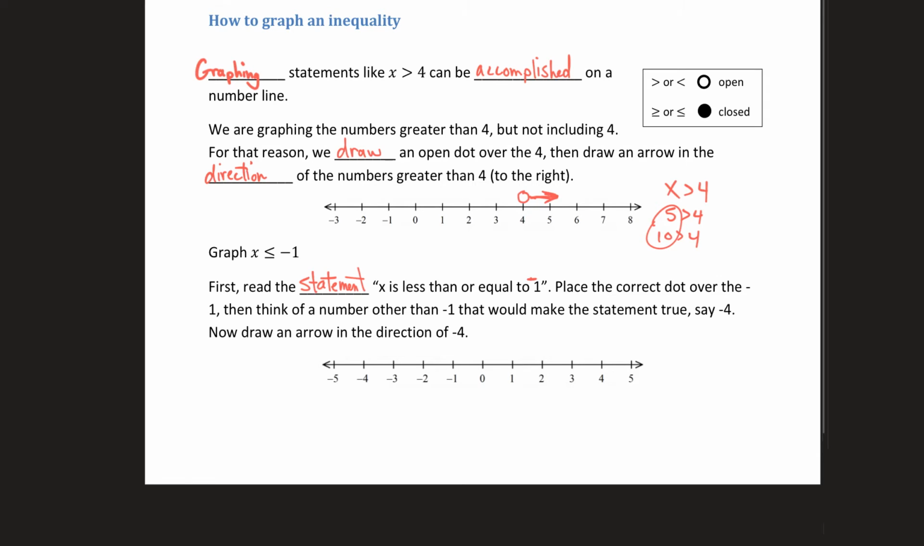So first, let me put that dot over the -1. Just remember, I'm trying to graph this statement right here. Then from there, we have to think of what number would fit, other than -1. We could say -4. -4 is less than or equal to -1. So what direction is -4? It is this direction to the left. And that is my graph. Easy peasy.